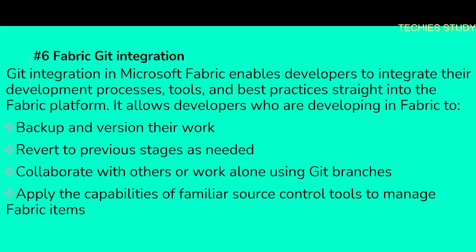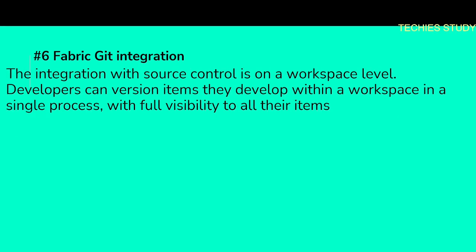They can collaborate with others, working alone using their own feature branches, and apply the capabilities of familiar source control tools to manage Fabric items. The integration with source control is at the workspace level. Developers can version control items and develop within a workspace in a single process, with full visibility of all their items in GitHub.